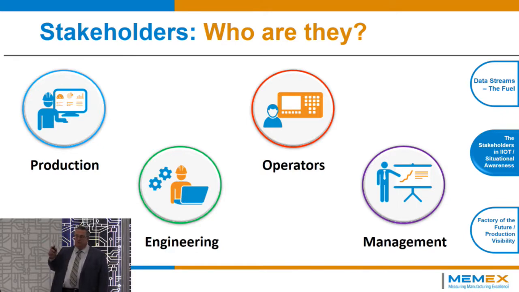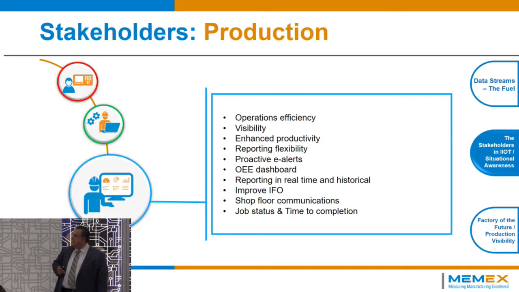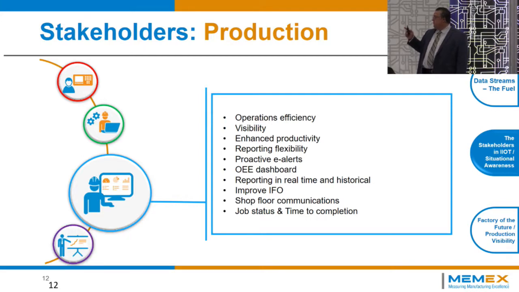And management wants to know, and we'll get into the specifics about management, but management wants to know that everything is progressing the way that it should, that we're going to hit our profitability targets, we're going to hit our revenue generation targets. So we'll talk about production for a minute. Well, obviously production cares about visibility, transparency, operations efficiency, reporting flexibility, the ability to improve income from operations is important to production, shop floor communications, and the biggest one at the bottom, I think, is job status and time to completion. This is what production cares about.